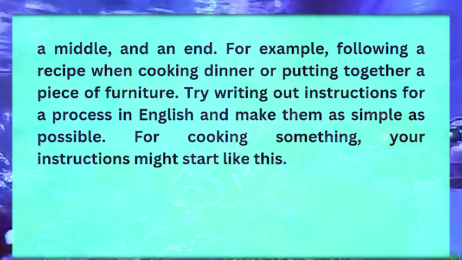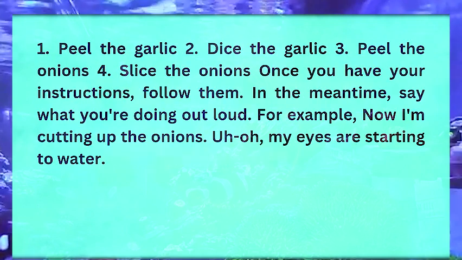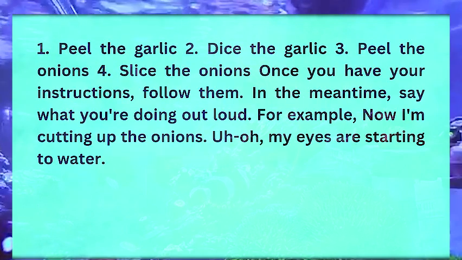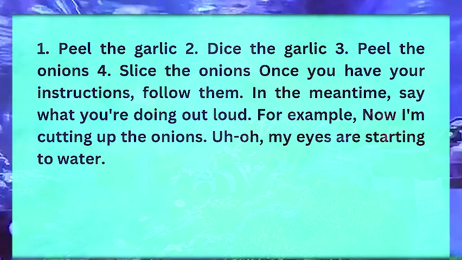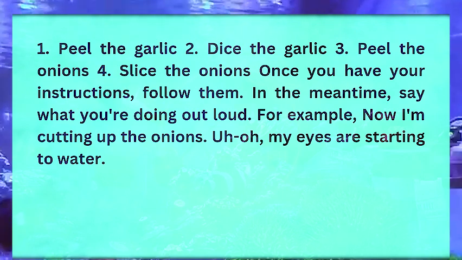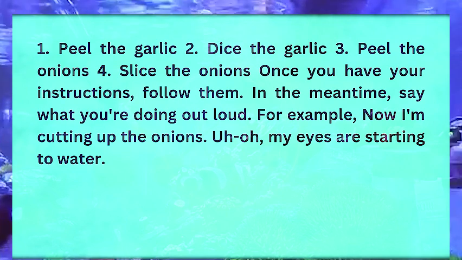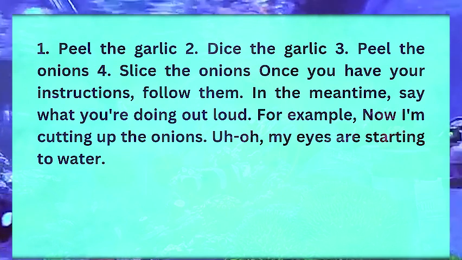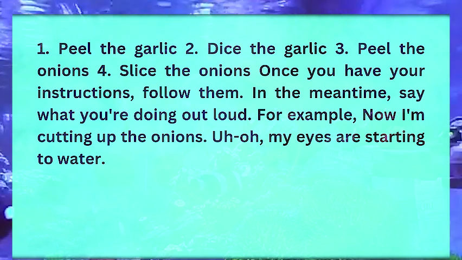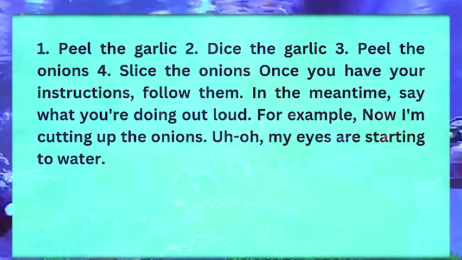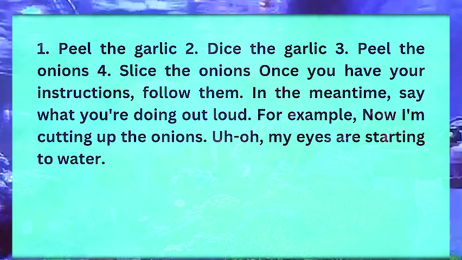For cooking something, your instructions might start like this. 1. Peel the garlic. 2. Dice the garlic. 3. Peel the onions. 4. Slice the onions. Once you have your instructions, follow them. In the meantime, say what you're doing out loud. For example, now I'm cutting up the onions. Uh-oh, my eyes are starting to water.